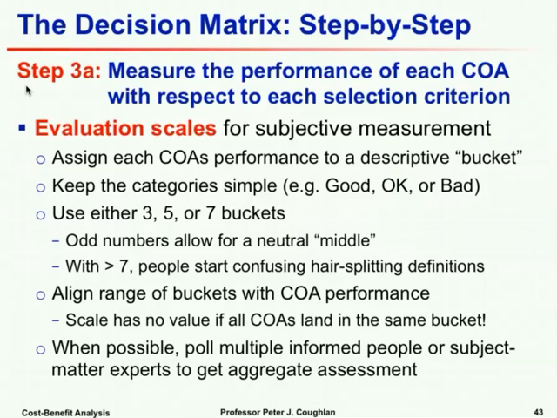You want to make sure you align the range of buckets with the course of action performance, and I see this happen all the time. If all the courses of action land in the same bucket, they're all good, then the criterion is irrelevant. If everything is rated the same along a given criterion, then it's really irrelevant. And moreover, if everything is clustered, for example, let's suppose you had a 5-bucket scale and everything was in the top 2 buckets, then first of all, what is the point of having 5 different buckets? Everybody's going to get an A or a B, as opposed to A, B, C, D, F.